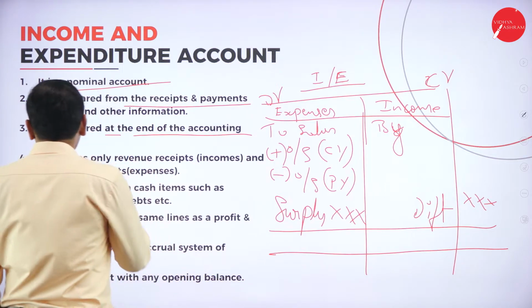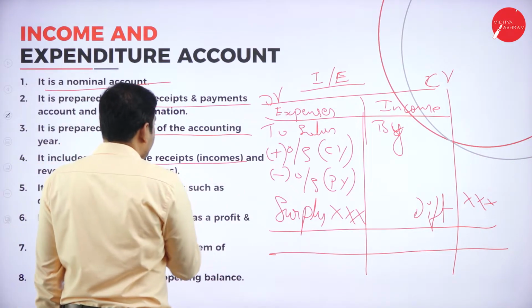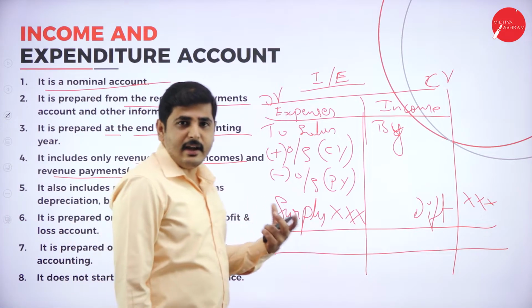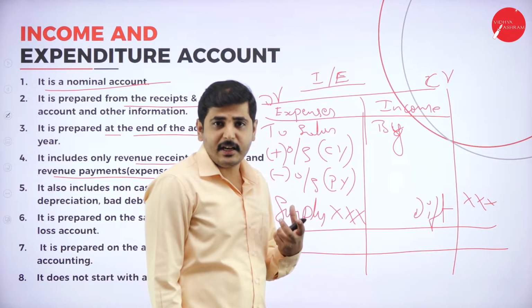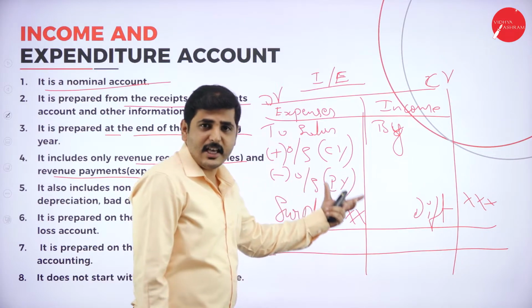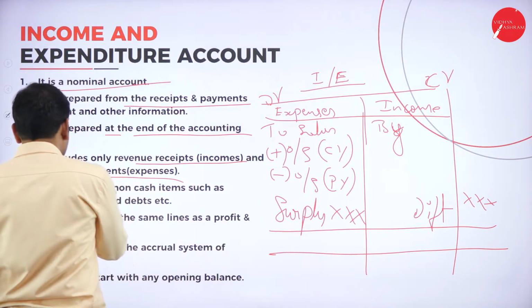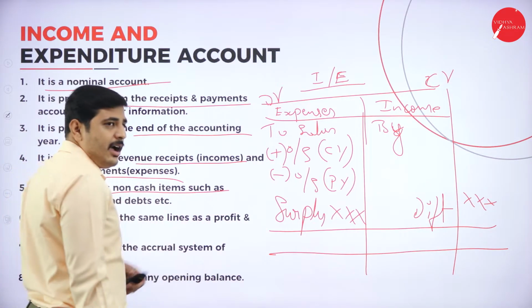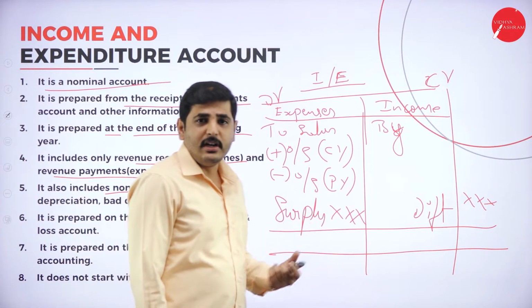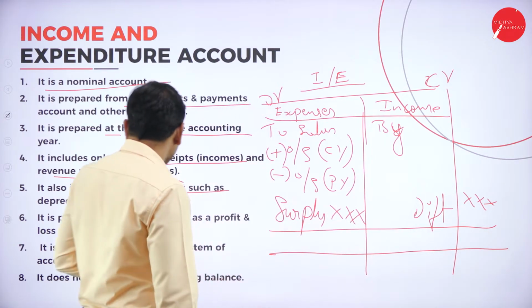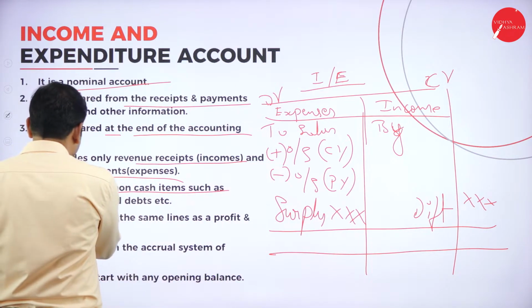Next one, it includes only revenue receipts, incomes and revenue payments. Whatever is actual to the current year, that's why current year means revenue. So ordinary expenses and ordinary incomes come to the income and expenditure account. Next one, it also includes non-cash items like outstanding, depreciation, any losses, and bad debts.